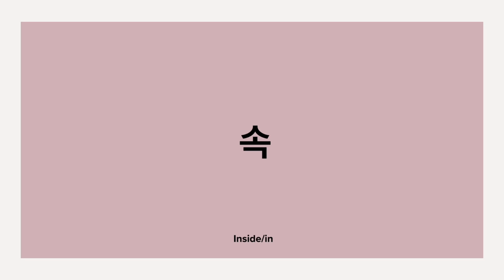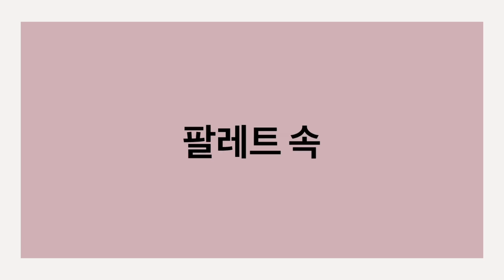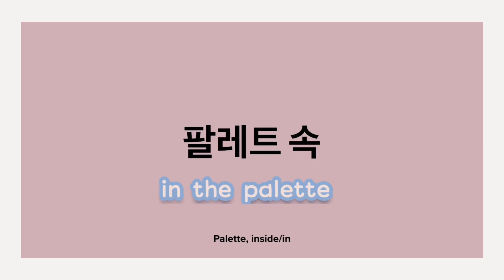속 means inside, in, or within. 속. 팔레트 is an English word. Palette. 팔레트. Okay, then if I say 팔레트 속, what do you think that means? 팔레트, palette, 속, in or inside. So this could be in the palette. 팔레트 속.